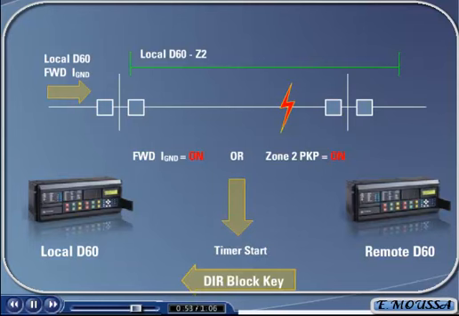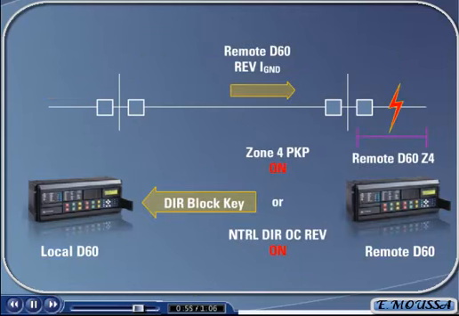The remote relay will only send this blocking key if it detects that the fault is located in its Zone 4 area of protection, or it detects that ground current is flowing in the reverse direction, both of which would indicate an external fault.